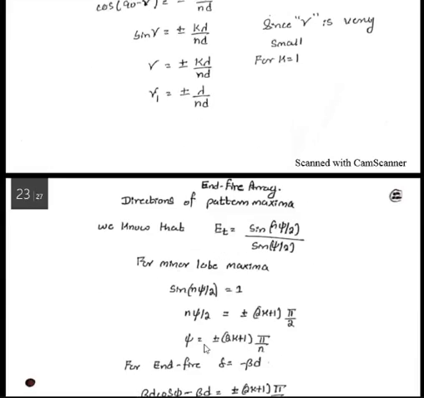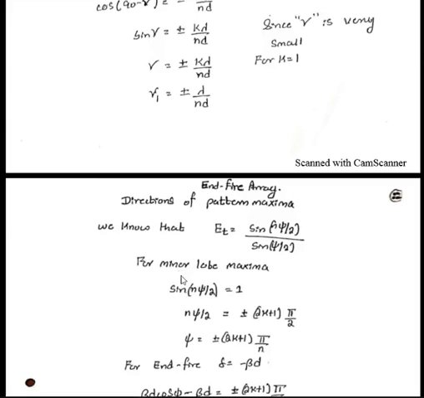Now let us go to the end fire case here. So till now, whatever we have learned is regarding the broadside array case, where delta is equal to 0, which we substituted in the total phase difference. So now you have to substitute delta is equal to minus beta d here. Let us substitute that.